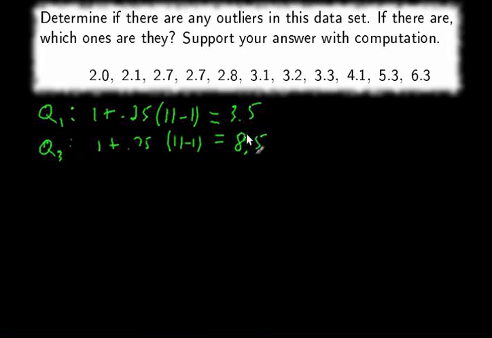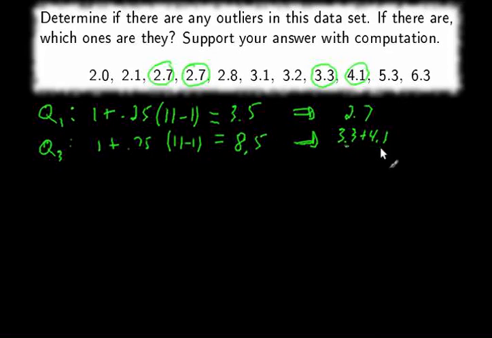or 8.5. So for Q1, we go to the third and the fourth values and average. That means we get 2.7. That we have an index of 8.5 for Q3 means we take the 8th and 9th values and average those, so it's 3.3 plus 4.1 over 2, 7.4 divided by 2, which is 3.7.